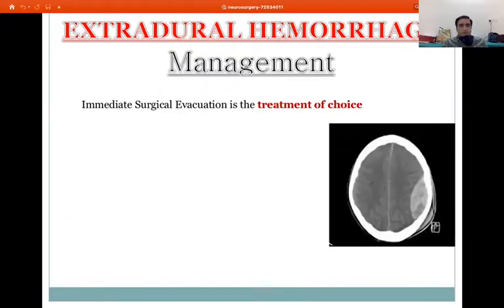Then, if the patient comes in and the size of the hematoma is small, the patient's condition decides the management. Major surgical intervention is the treatment of choice in any type of extradural hemorrhage if the size is big and the patient's clinical condition is not good.